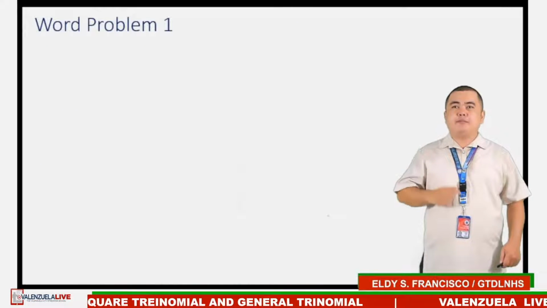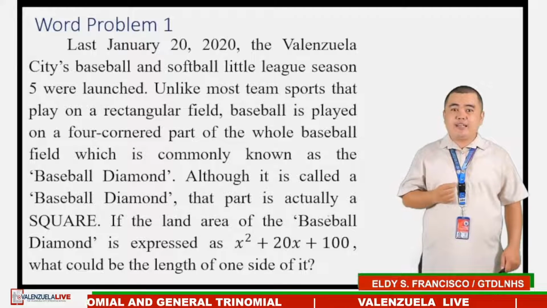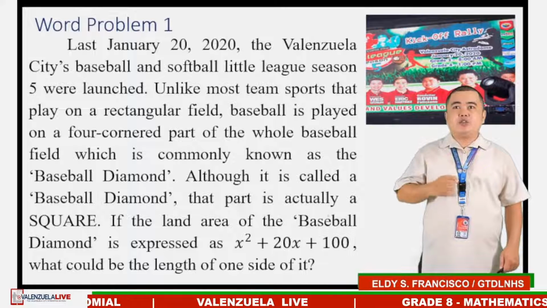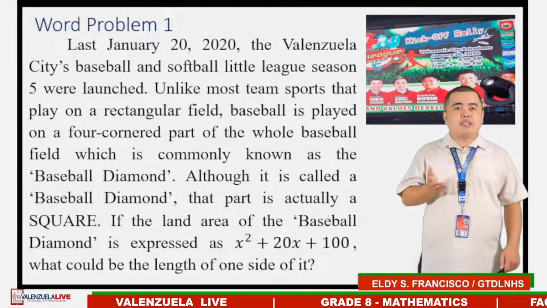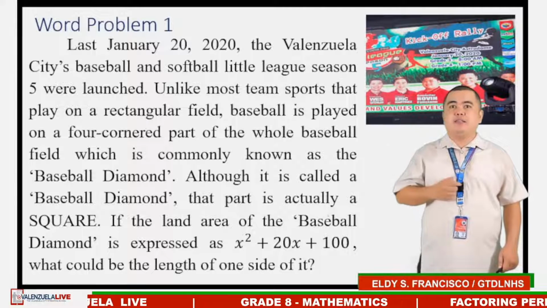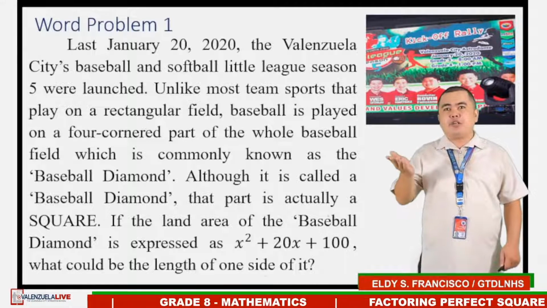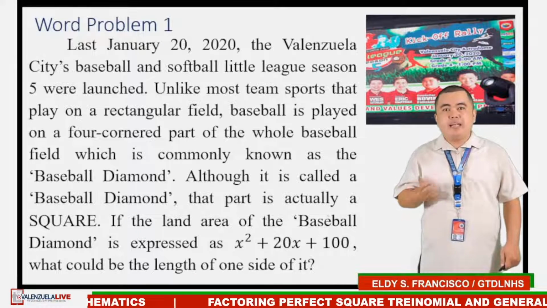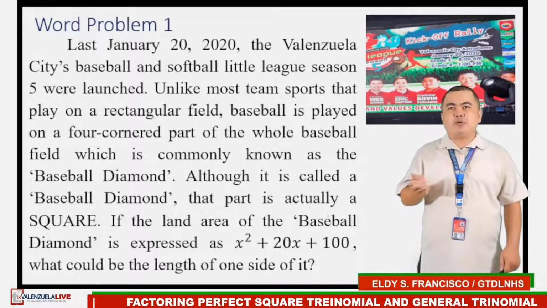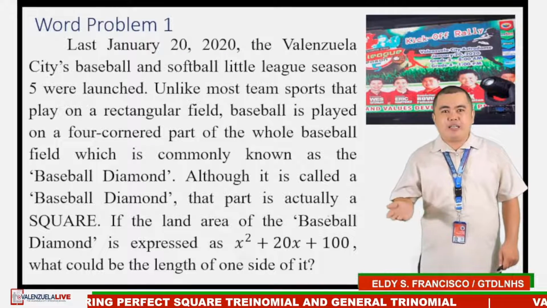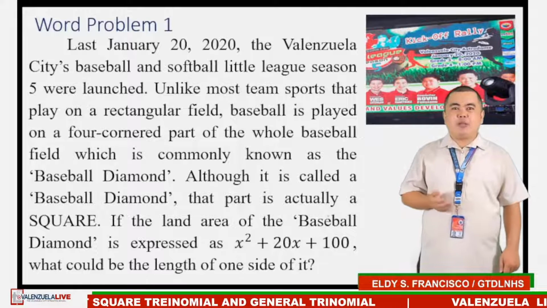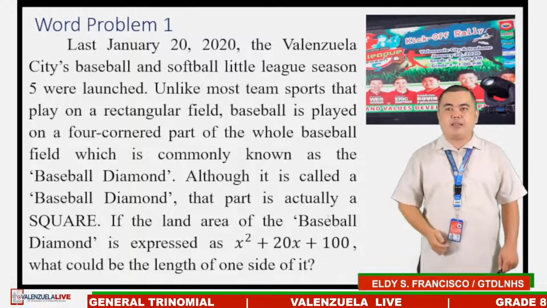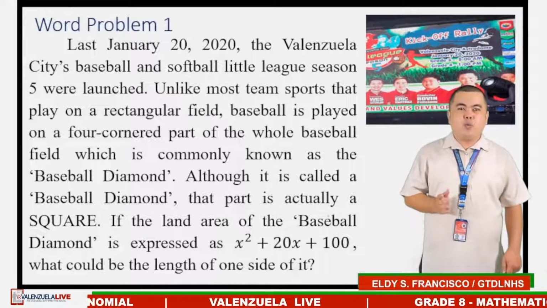Word problem 1. Last January 2020, the Valenzuela City's Baseball and Softball League Season 5 were launched. Unlike most team sports that play on a rectangular field, baseball is played on a four-cornered part of the whole baseball field, which is commonly known as the baseball diamond. Although it is called a baseball diamond, that part is actually a square. If the land area of the baseball diamond is expressed as x squared plus 20x plus 100, what would be the length of one side of it?